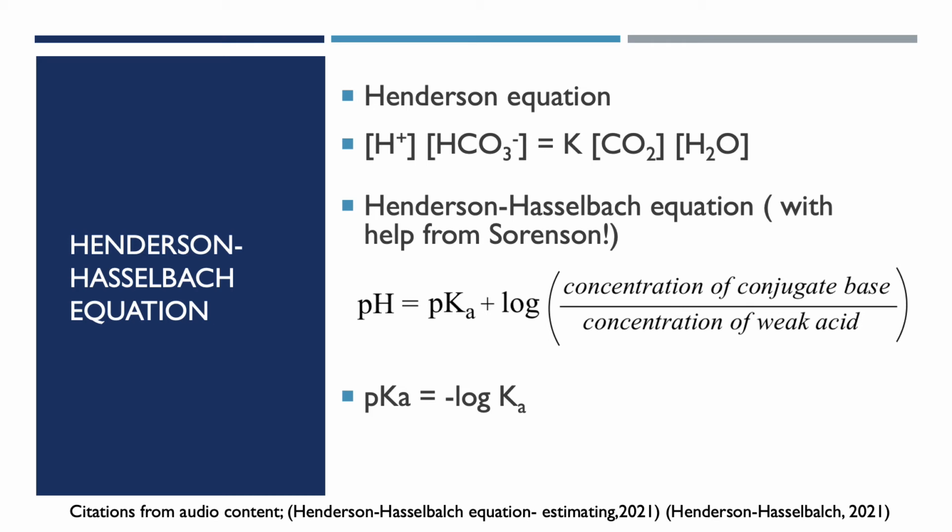The final equation shown in the slide is used when trying to determine the pH of a buffer solution. This equation requires the concentration of the weak acid and the conjugate base, as well as pH and pKa, which is a negative log of the acid dissociation constant, Ka.